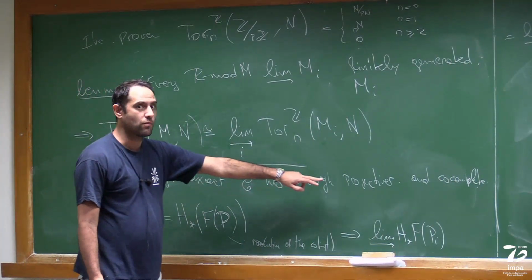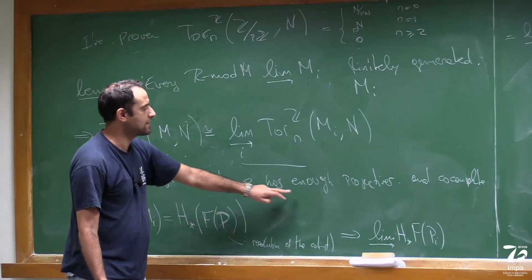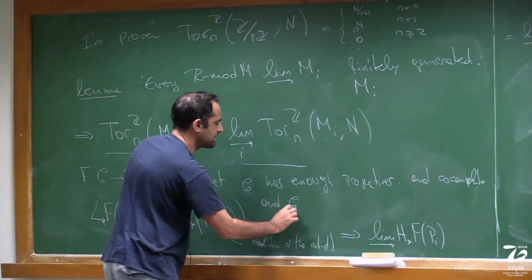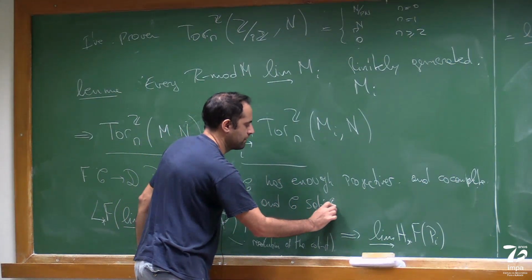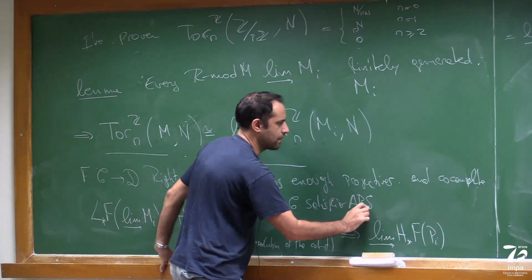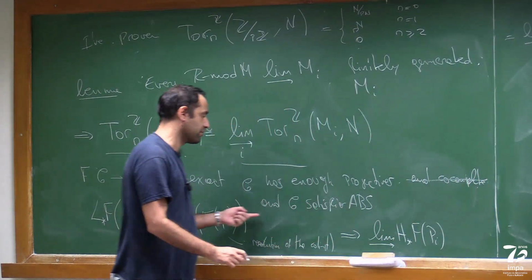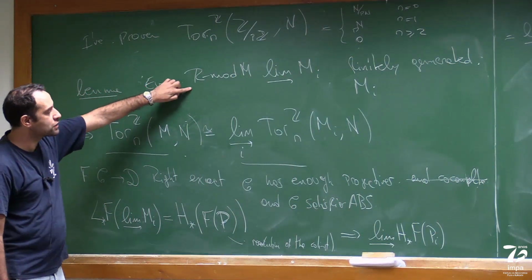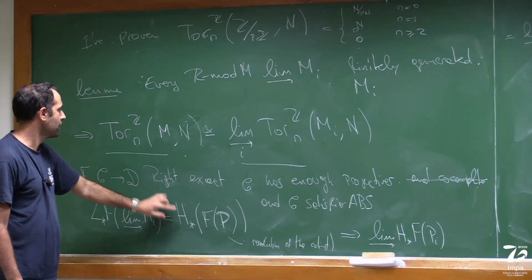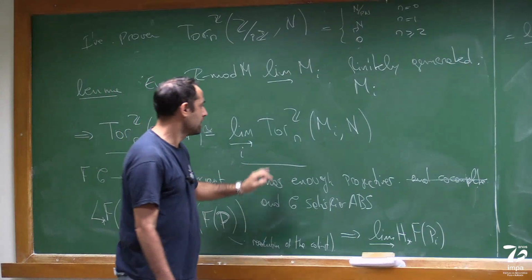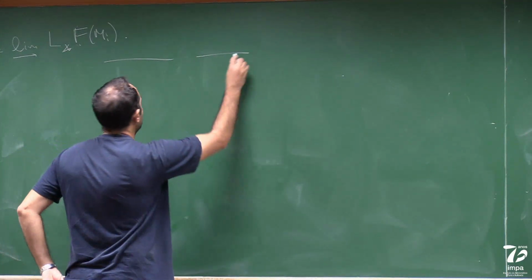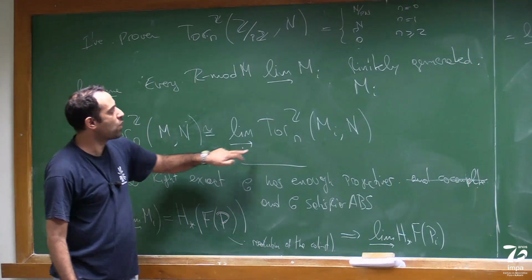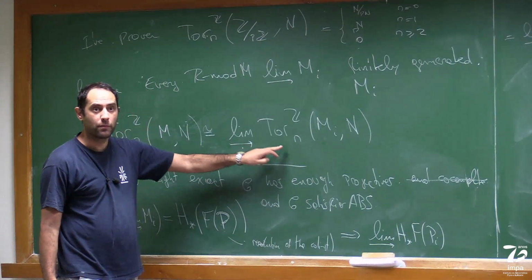If my category is cocomplete, so that these colimits exist, C has enough projectives, and C satisfies AB5. Actually, let's remove being complete, because this was the condition for AB5. In particular, in the category of R-modules, this condition is satisfied, and therefore this holds. So I can compute the torsion of an arbitrary abelian group by taking the colimit over all the finitely generated subgroups of my abelian group.